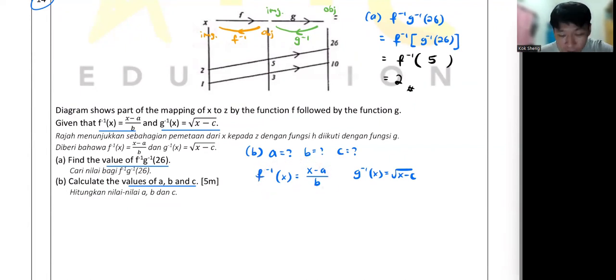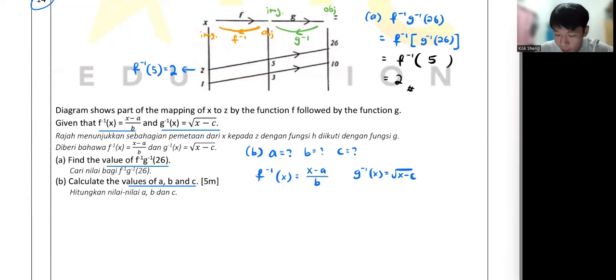F negative 1. Over here, object 5, image 2, right? So how are we going to write this info here? Very simple also. Object is 5, which means the 5 we put inside the bracket. So for this info, it will be like this. Because object is 5, so object must be in the bracket, the x, right?